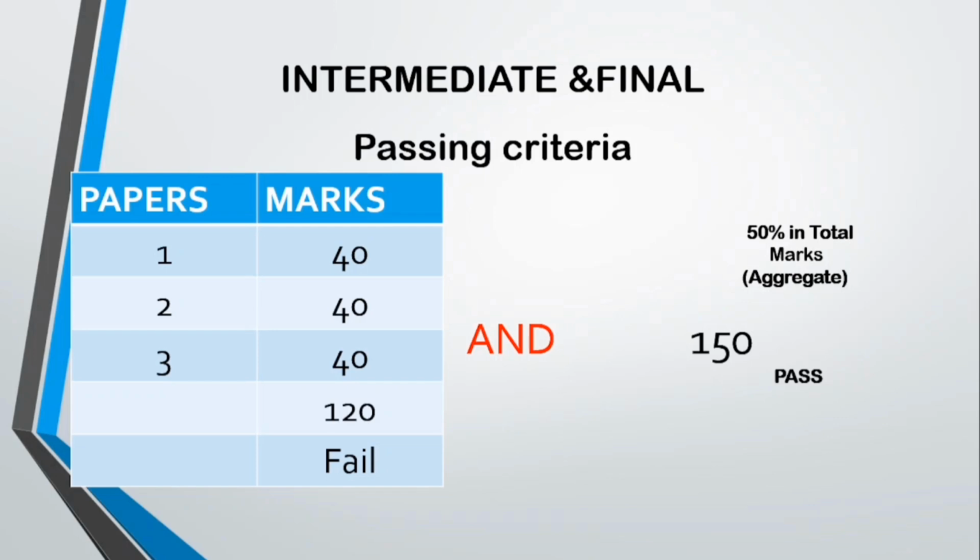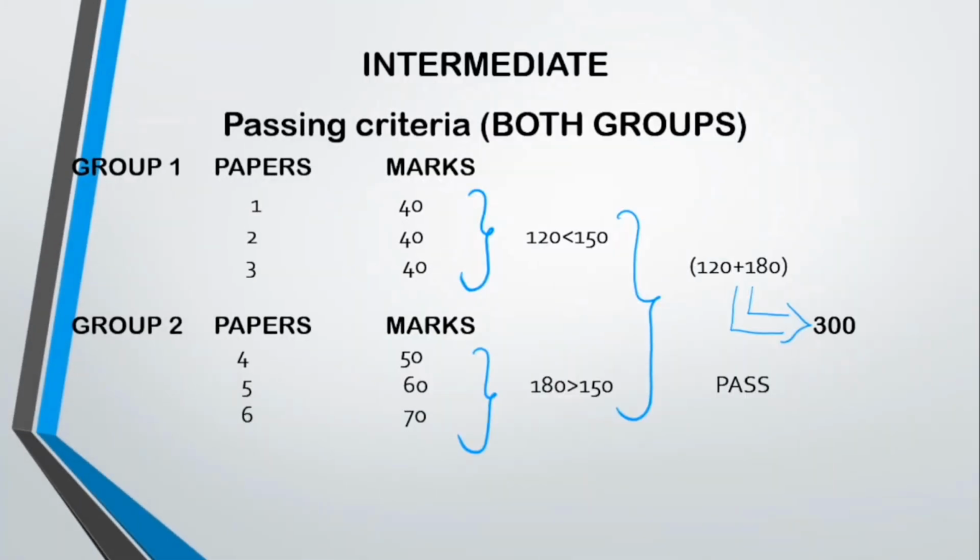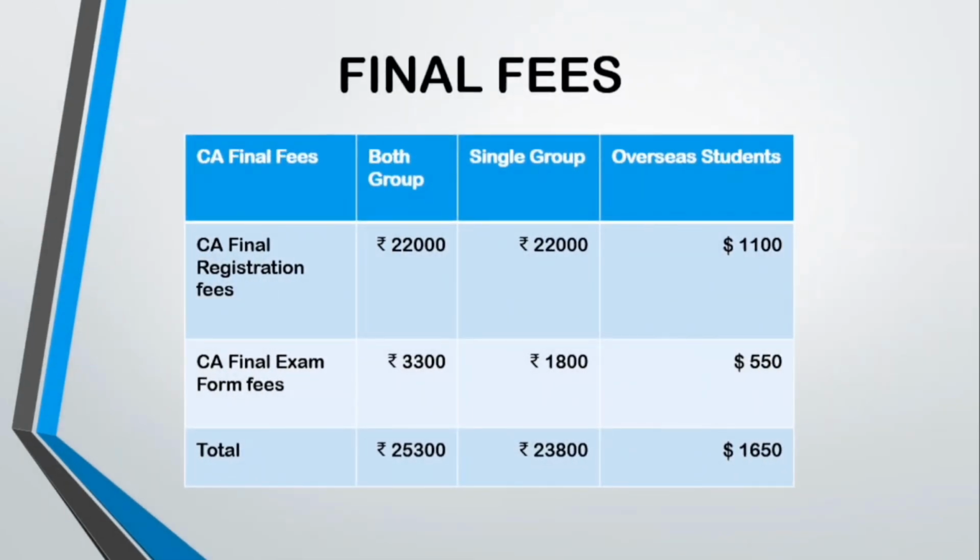For example, you need 150 out of the 300 marks in each group to pass. Here's an example to clarify it. If you score 40 in each of the group 1 papers, totaling 120, you would fail. But if you score 50, 60 and 70 in group 2 papers, totaling 180, in aggregate of those both groups it is 300, so you pass.